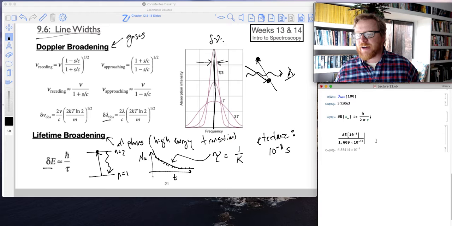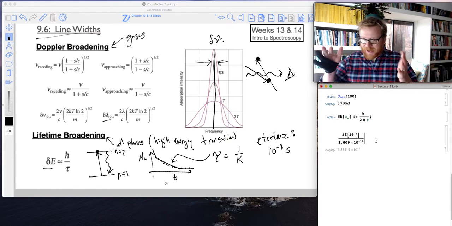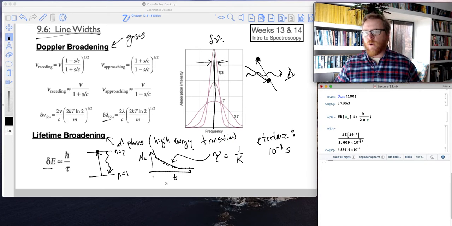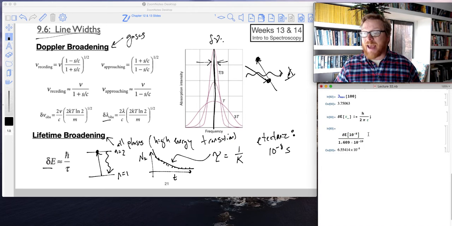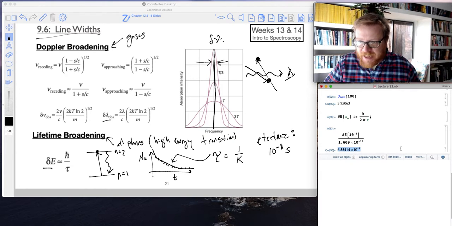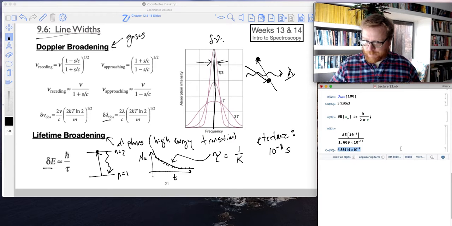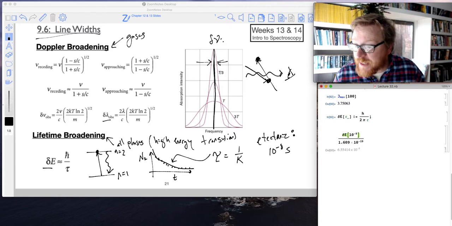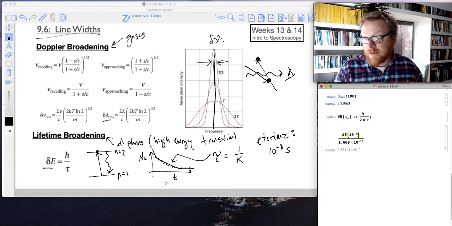This factor right here converts it into electron volts, just so we have easy numbers to use. You notice here, when I make the lifetime 10 to the minus 8 seconds, there is an uncertainty in that transition, a width, of about 10 to the minus 8 electron volts. That's pretty small in the grand scheme of things. But what happens if I change that lifetime by a factor of 10?